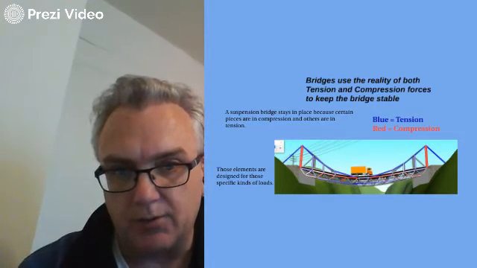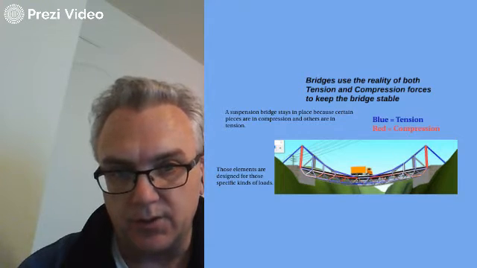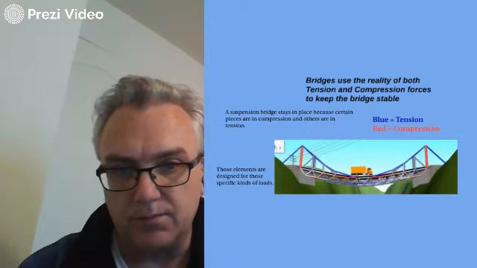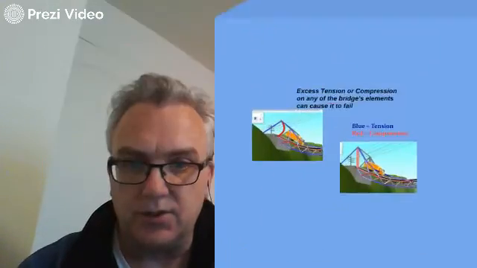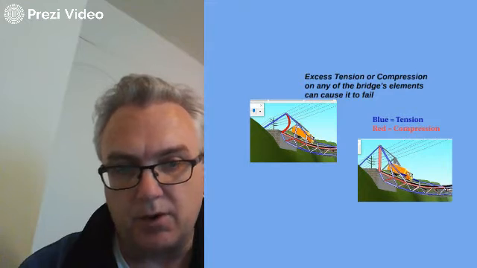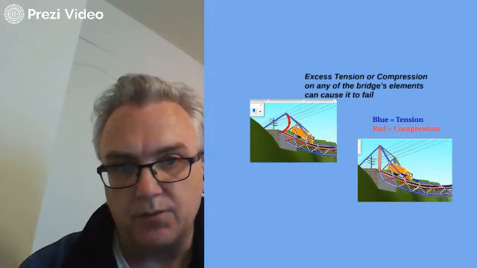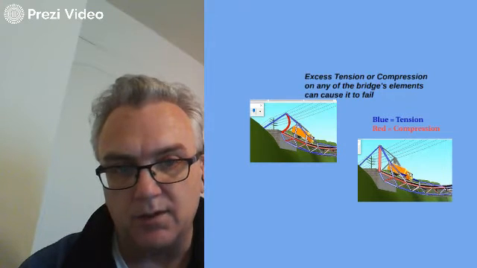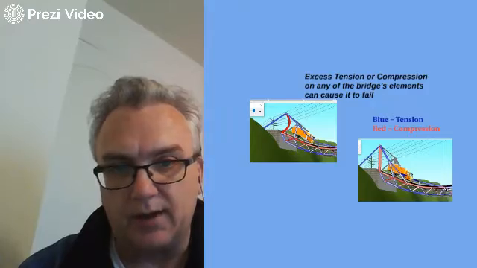If they're not working together, if this one's not under a little bit of tension or if this one's not under some compression, then the whole system fails. So that's the useful way that tension and compression are used. And the harmful way is if there's too much tension or compression for the design. So if you have too much compression, then things start to bend and break. If you have too much tension, then things start to crack and pull apart.